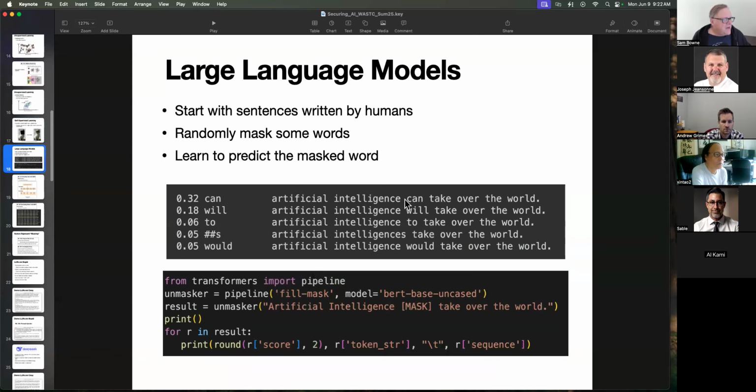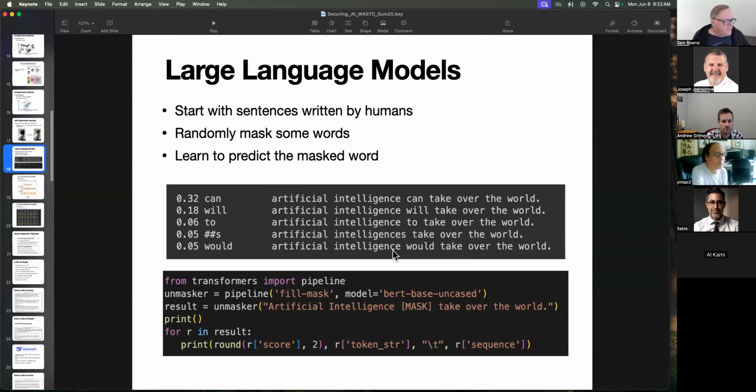So what you do is you take sentences and then you mask a word. So here we've got "artificial intelligence" and we're going to mask this word. You have it down here: "artificial intelligence, mask, take over the world." So it then says, well, there's a 32% chance of putting the word "can" in there, 18% chance of putting the word "will" in there, and so on. And it just calculates these percentages by comparing it with sentences it found in the large body of English it was trained on, so it can now predict a sentence that will look pretty good by understanding the likelihood of various ways to fill in the gap.